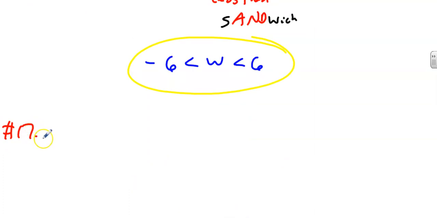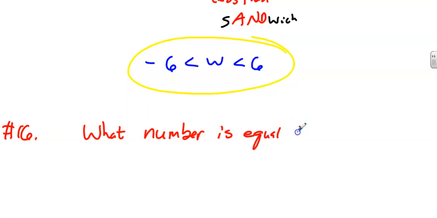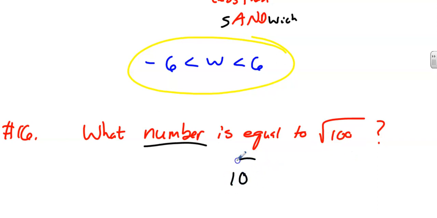Okay, 16. Oops, my bad. Here's one where, when we were doing this in the homework, you had to pay attention to the English part of it. What number is equal to the square root of 100? The key thing is it says what number, so you only need to give me one answer. Tell me what the square root of 100 is. That's 10. So then you're good to go.